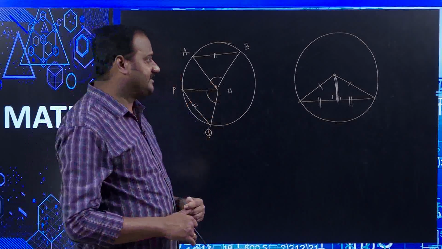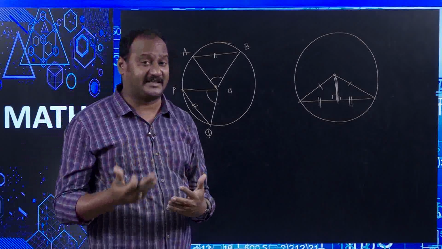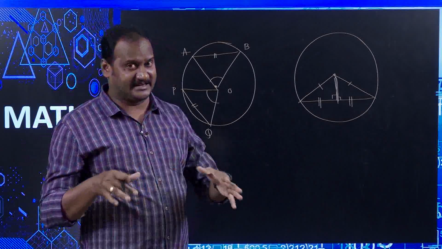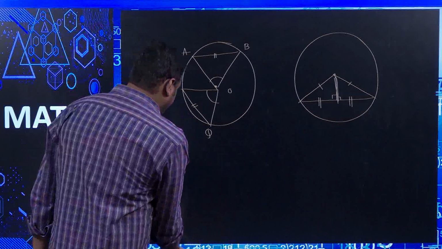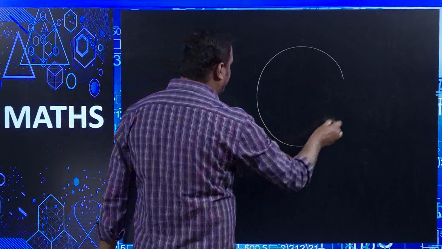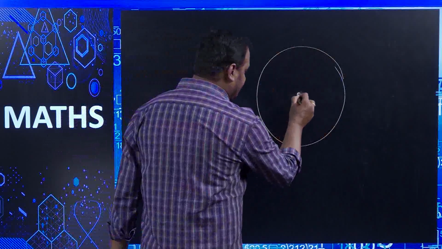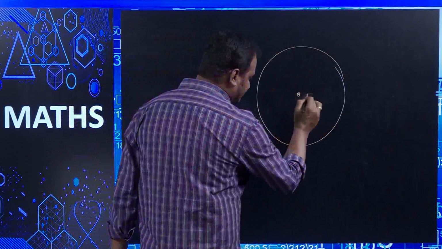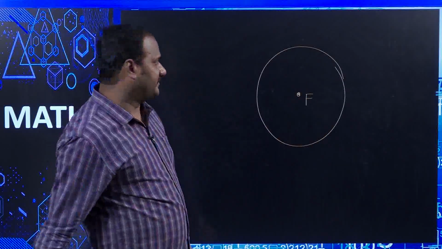Okay. Now, let us try to understand all the concepts given in our grade 10 mathematics, grade 10 circles exclusively. I am going to take one circle. Okay. So, let us have a circle. This is one circle. In this circle, this is the center of the circle. Let the center of the circle be F. I am taking one particular point on the circumference.